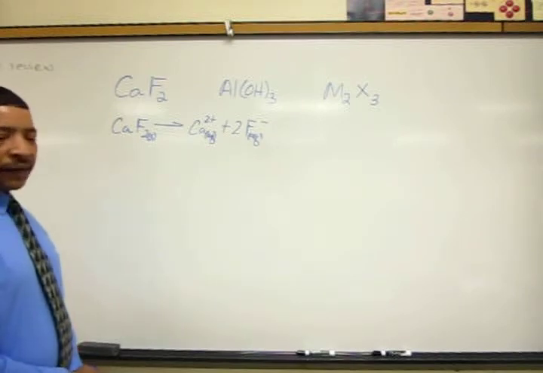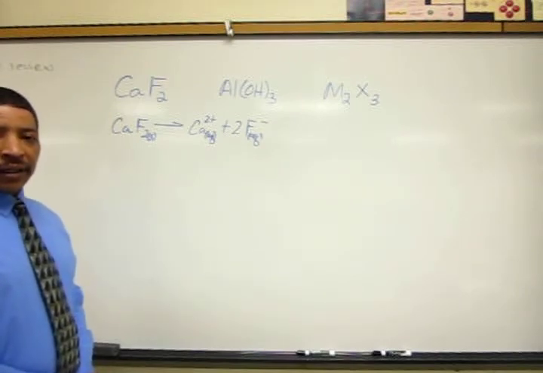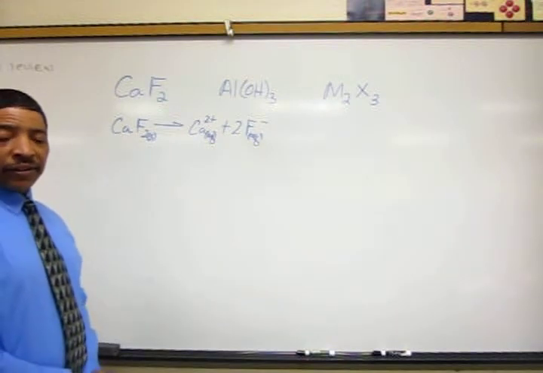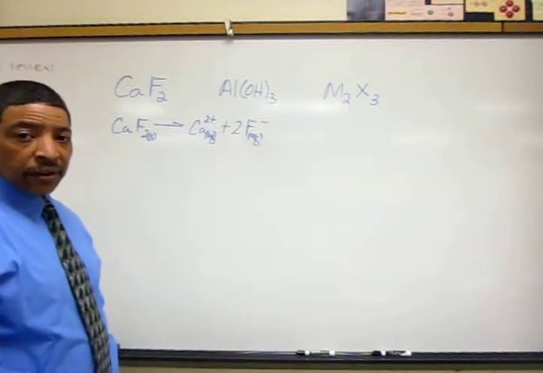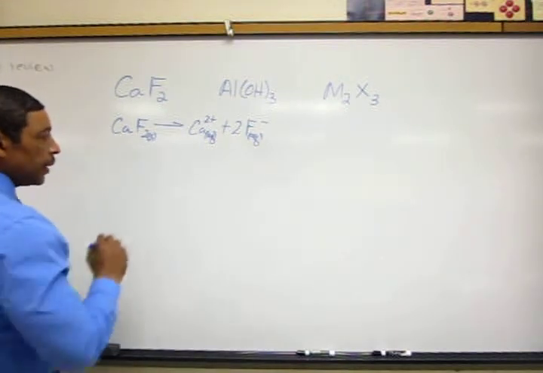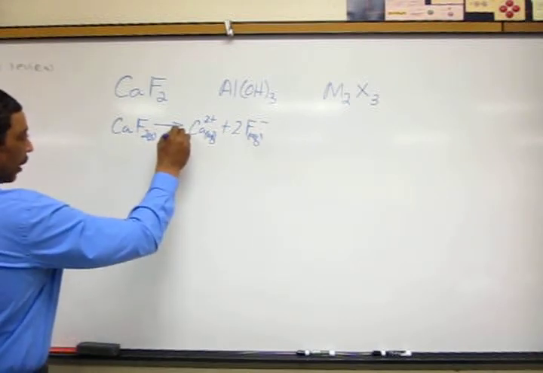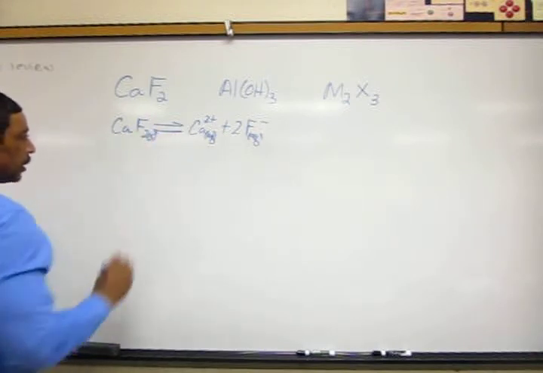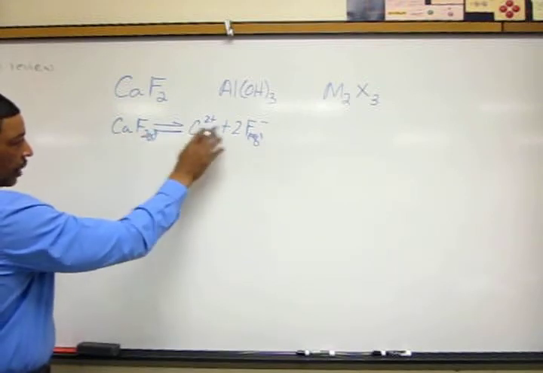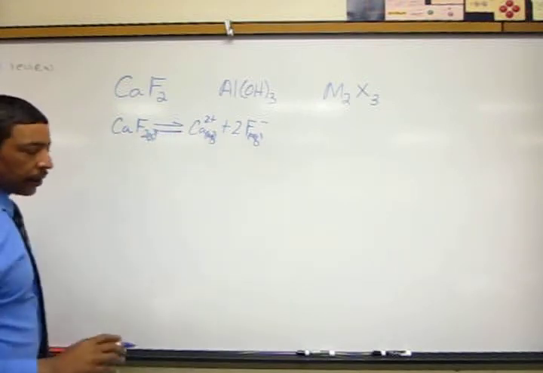Eventually, the rate of ionization will equal the rate of precipitation, since this is a sparingly soluble salt. So, to indicate this, simply now write a reverse arrow, which indicates that the rate of ionization is now equal to the rate of precipitation.